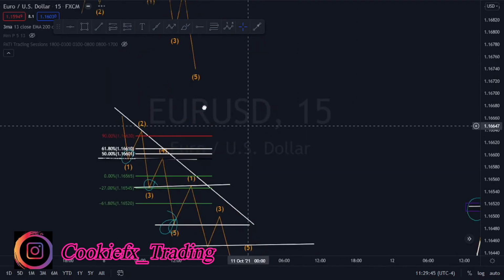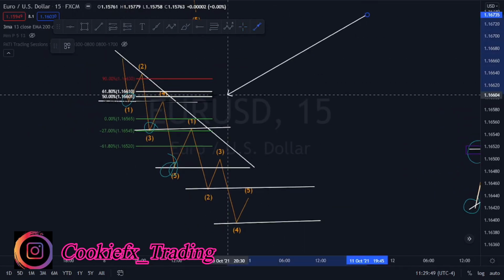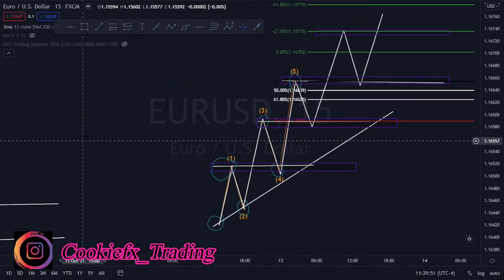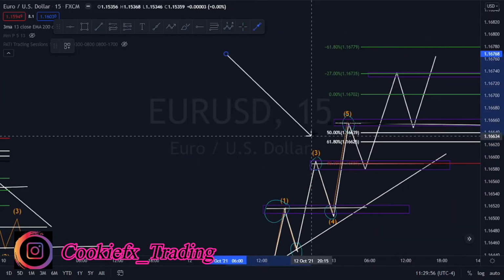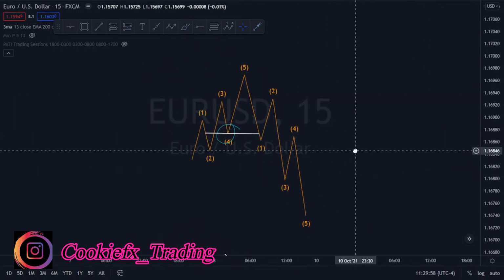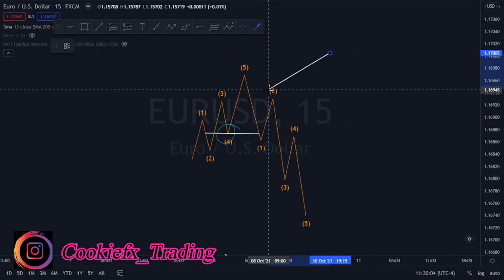So that's basically market structure. You hear this example, you have bearish market structure. You have here in this example, you have bullish market structure, and then here you have breaking out of its trend market structure.